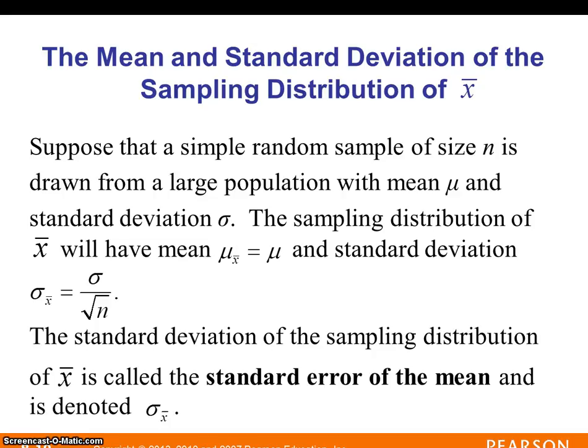So the mean and the standard deviation of the sampling distribution of x bar are given by the following. The sampling distribution of x bar will have a mean of mu sub x bar, which will be equal to the mean of the population, and the standard deviation will be equal to the standard deviation of the population, sigma, divided by the square root of the sample size. This is called the standard error of the mean.